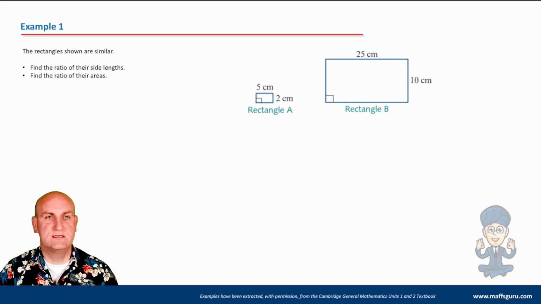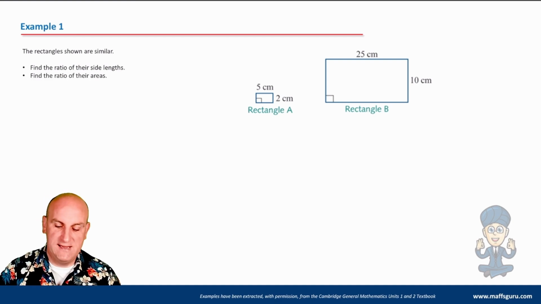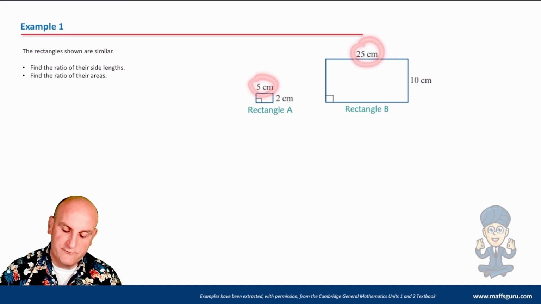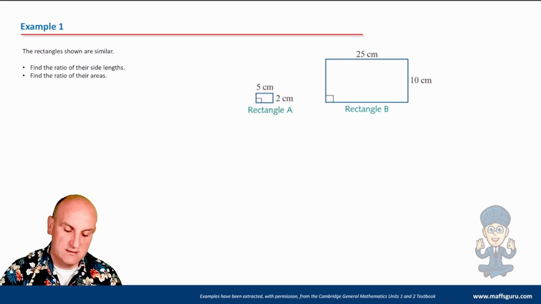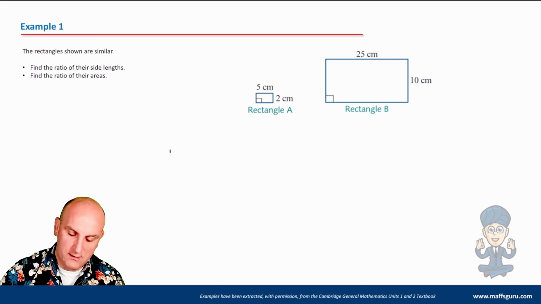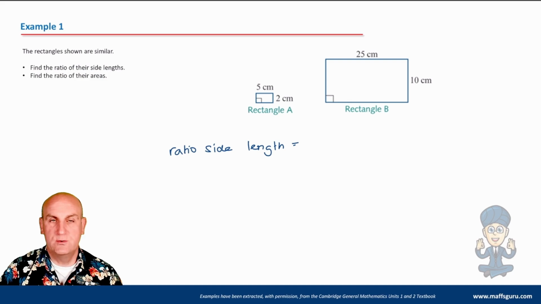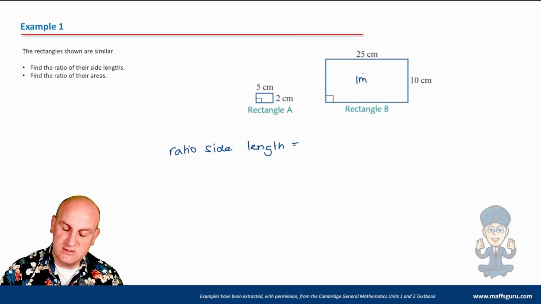The rectangles shown are similar. Now when they are similar, it means that the multiplier from 5 to 25 and 2 to 10 is exactly the same. So let's find the ratio of their side lengths. Again, when it says that, it's basically saying take two similar side lengths and divide them. So which one's the original and which one's the image? Well, I'm going to suggest that that's the image just because it's called rectangle B, and we'll call that one the original. So what I need to do now is take a side length of 10 and match it to the one on the other side of 2.